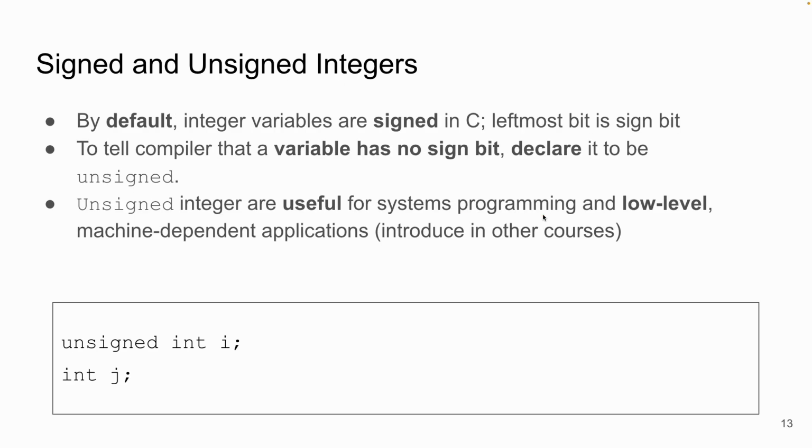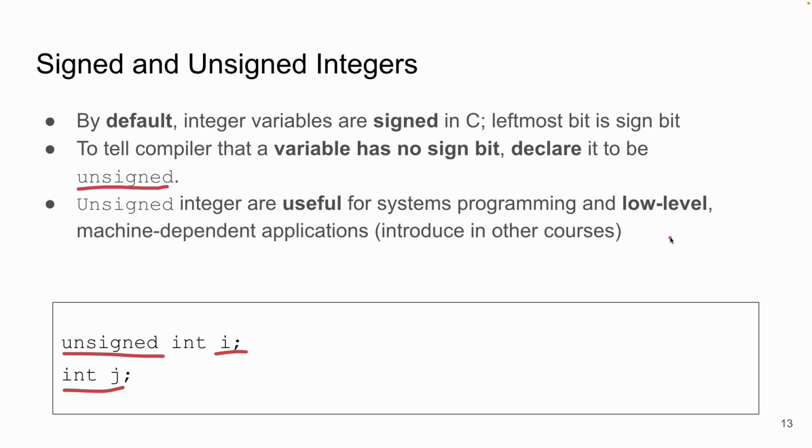By default, if we just write int j, then the integer variable in C will be a signed integer by default. That means that the leftmost bit will be treated as the sign bit. And if we want to declare an unsigned integer, we need to write unsigned when we declare the integer variable. So instead of writing int i, we need to write unsigned int i. So i will be an unsigned integer variable.